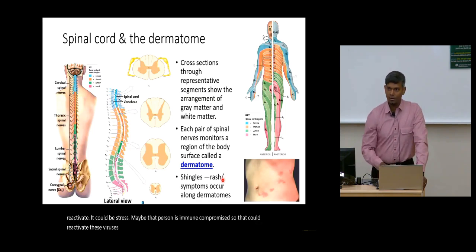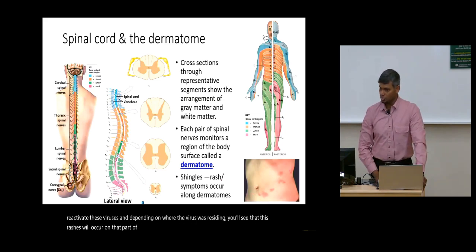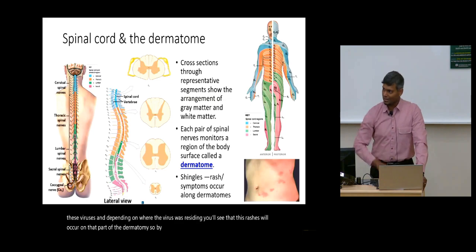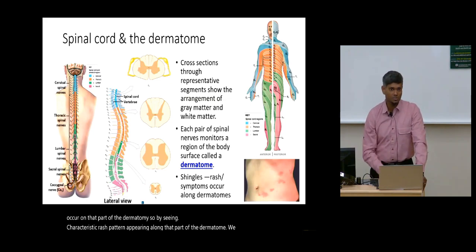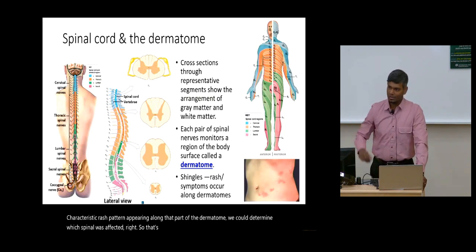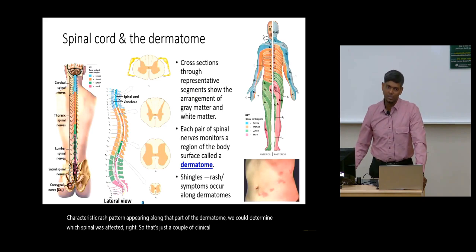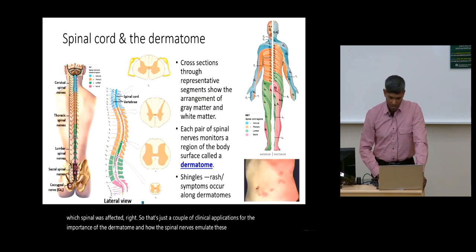And depending on where the virus was residing, we'll see that the rashes will occur on that part of the dermatome. So by seeing this characteristic rash pattern appearing along that part of the dermatome, we could determine which spinal nerve was affected. Right, so that's just a couple of clinical applications for the importance of the dermatome and how the spinal nerves innervate these various regions.